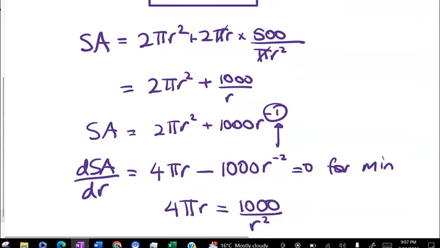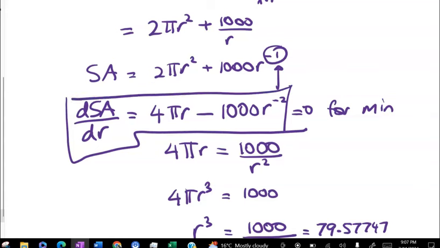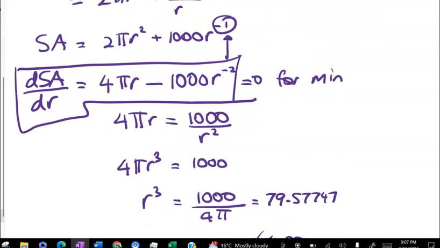So let's go back to here. This is my derivative, and I need to get the second derivative. So I'm just going to move us off to the side and do it in a different color pen over here. So we get the second derivative is equal to 4 pi plus, what am I doing here? 2000 r to the negative 3, which is going to be that.